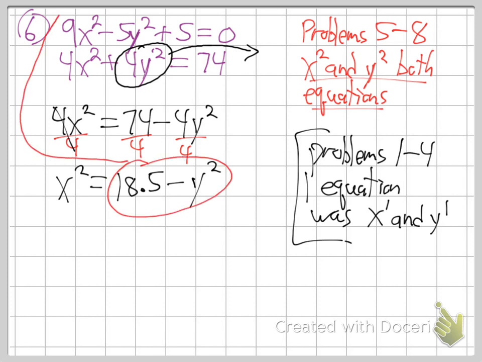And plug it in for x squared in the first equation. In fact, maybe it'd be best to bring that equation down. It's just getting messy here. Maybe I should do that. Let's do that.